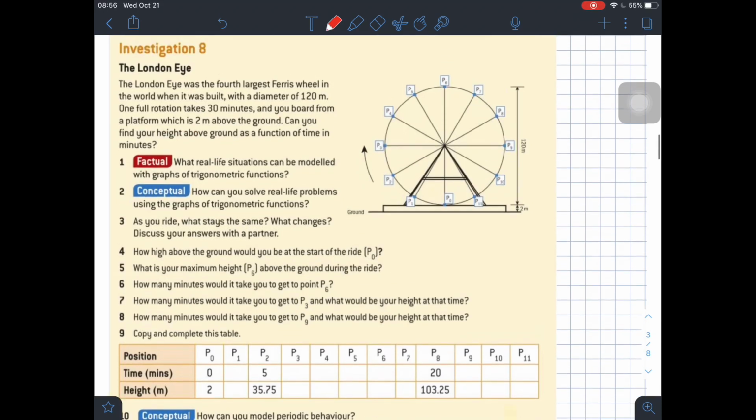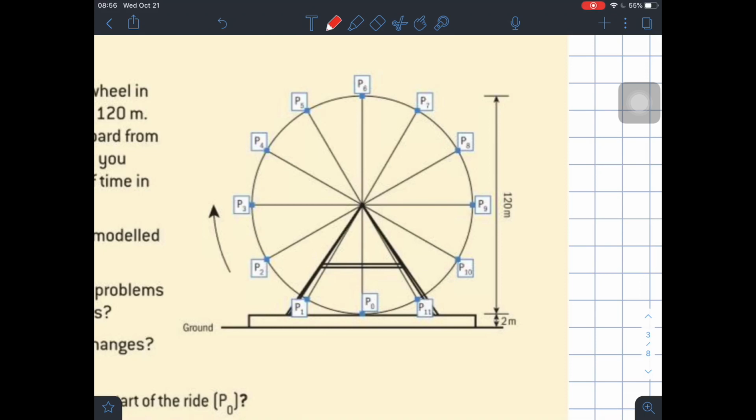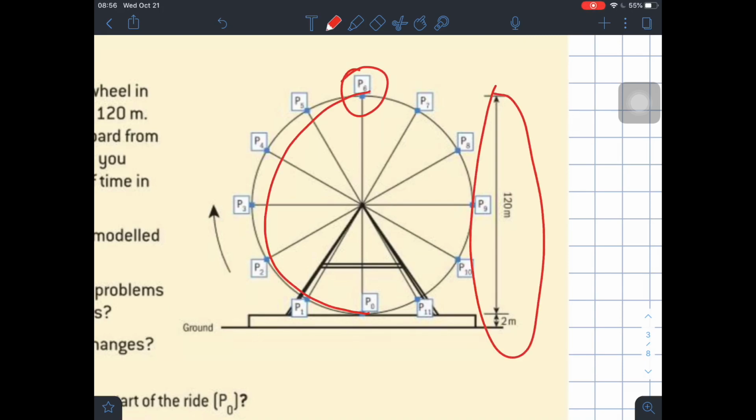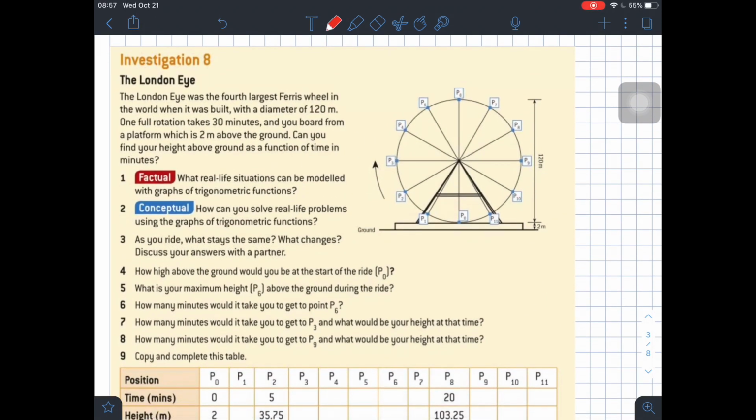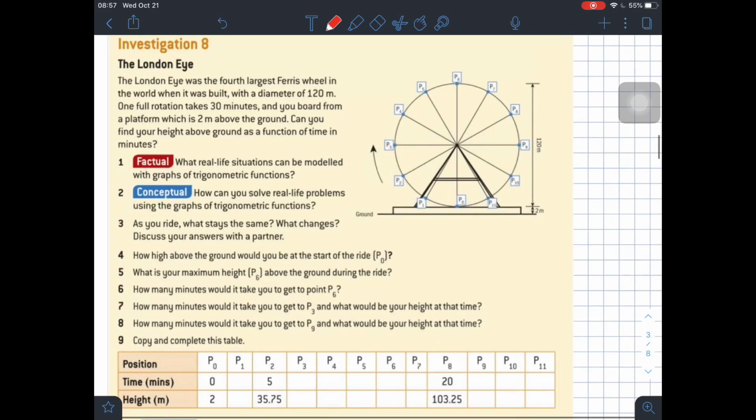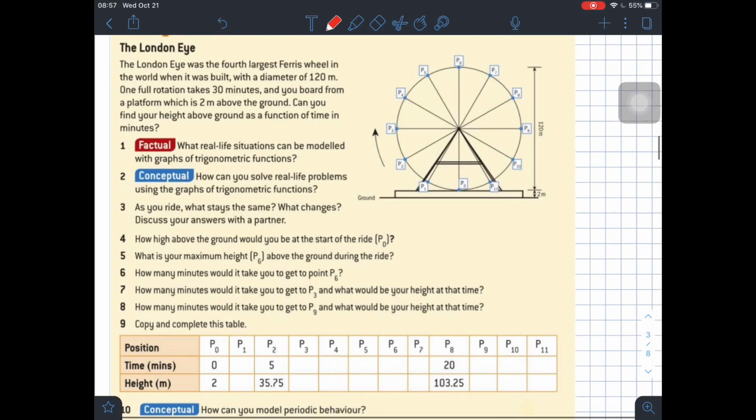So as you can see here in the picture, here's where you board, right? And you are on a stand which is 2 meters above the ground. And then this has a diameter of 120 meters. That means that when you go up, you are going to be here at 122 meters of height, right? And you're going to take 15 minutes to get to the maximum point, and then 30 minutes to complete the full rotation. So it says, can you find your height above ground as function of time in minutes? So let's see how we can model this situation using the concept of periodic functions.